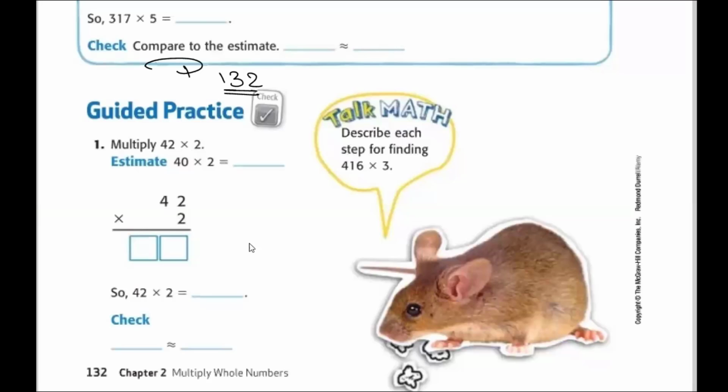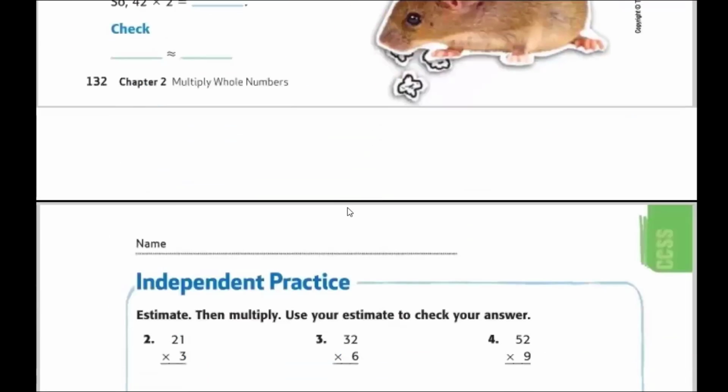2 times 2 is 4. 4 times 2 is 8. 2 times 4 equals 8. So the answer now, 42 times 2 equals 84. Okay. Who can solve with me the next one? Who will solve with me?